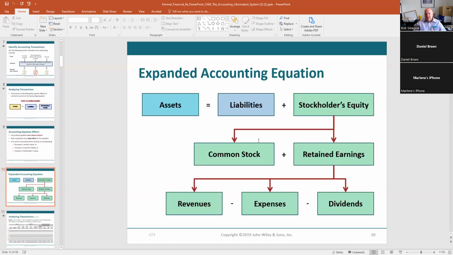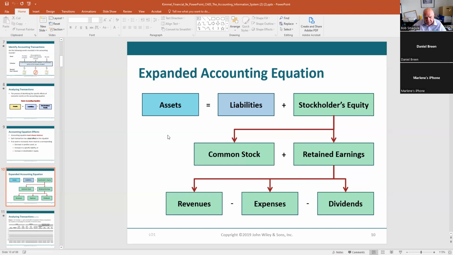Now, let's look at the expanded accounting equation. The basic equation is the same. Assets equal liabilities plus equity. Assets are things that the company owns that are of value. Cash is a wonderful asset. Accounts receivable, the money that customers owe you at that point in time. Inventory, prepaid insurance policy, supplies, those are all assets.